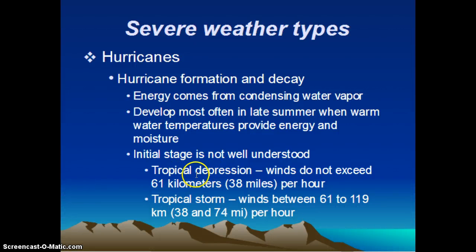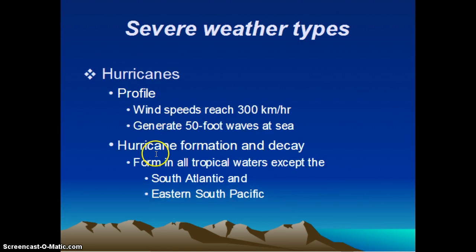Tropical depression takes place after the initial stage. The initial stage is just a developing storm, and then it amplifies itself as it continues to move over warm water. So 38 miles per hour kind of defines a tropical depression. We get into a tropical storm where it increases its wind speed from 38 to 74 miles per hour before it then becomes an all-out hurricane. Wind speeds can reach up to 300 kilometers per hour, roughly 200 miles per hour, and they can generate up to 50-foot waves at sea. These form in all tropical waters except for the South Atlantic and the eastern South Pacific.